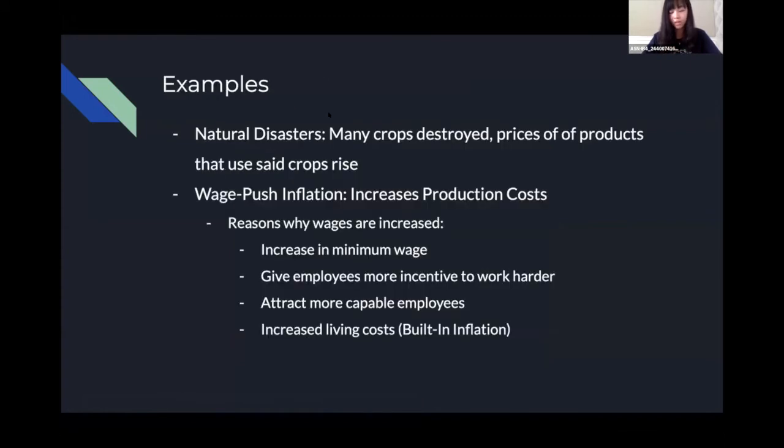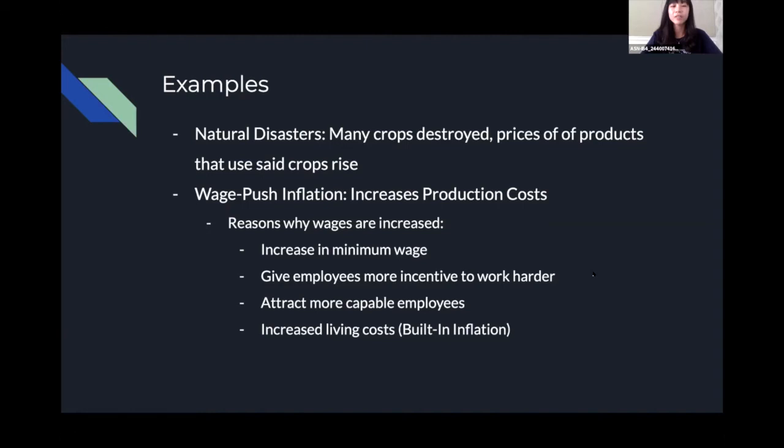Examples of cost push inflation would be when a natural disaster happens. Crops usually get destroyed, and because of that, there's a decrease in the amount of raw materials available, in other words, crops. And as a result of that, the price increases. And the second example would be wage push inflation, where companies increase the wages of their employees, which means that the production costs also increase because wages are big in production costs.